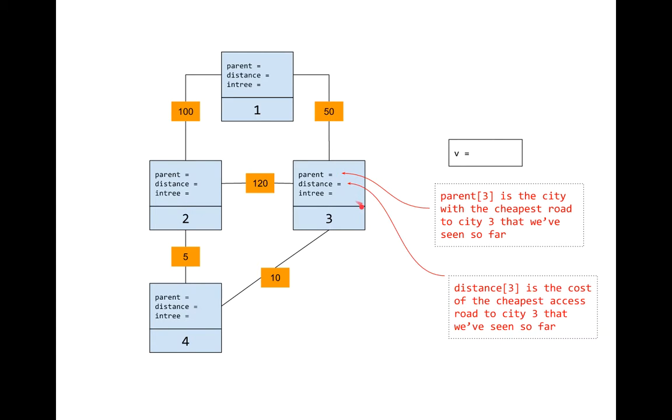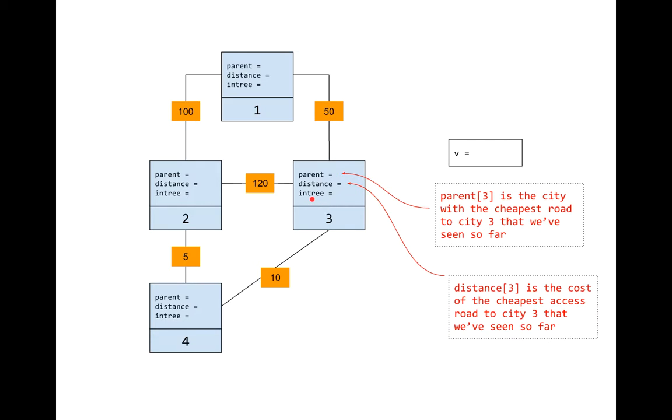Okay, and then we have this variable distance. The distance for city 3 is the cost of the cheapest access road to city 3 that we have seen so far. So for instance, this distance might be like 50 for $50 million if the cheapest way of getting to city 3 that we have seen so far is from city 1. In that case, parent of 3 would be 1, and distance of 3 would be 50 for $50 million.